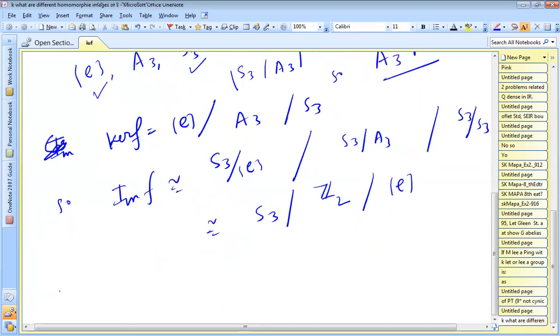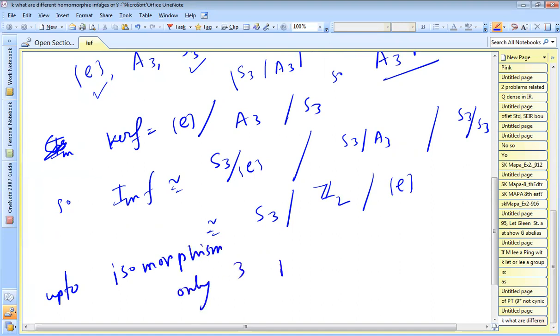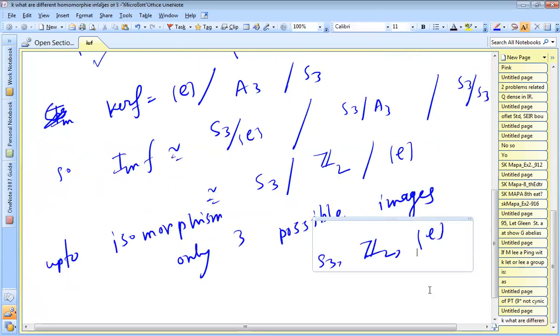So up to isomorphism, there are only 3 possible images. One is S3, another is Z2, another is the singleton E. Okay, so we are done. So this is what we wanted to show in this video. I hope you find this discussion quite useful. So let's end the discussion here.